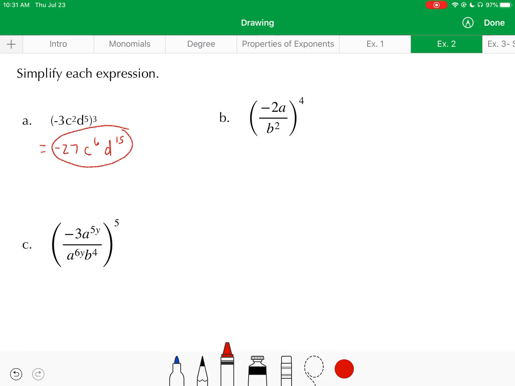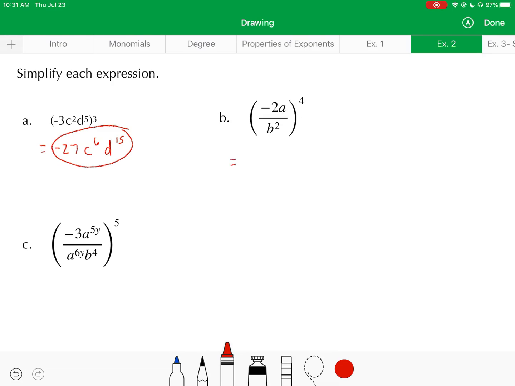That's as simplified as you can get. All right, negative 2a over b squared. If you're raising that fraction to the fourth power, we know that both the numerator and the denominator have to be raised to the fourth, okay?